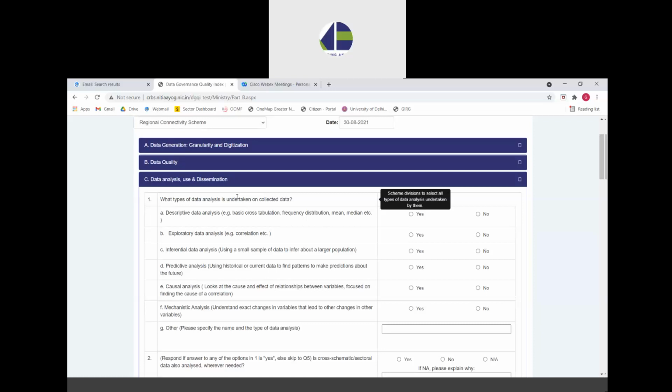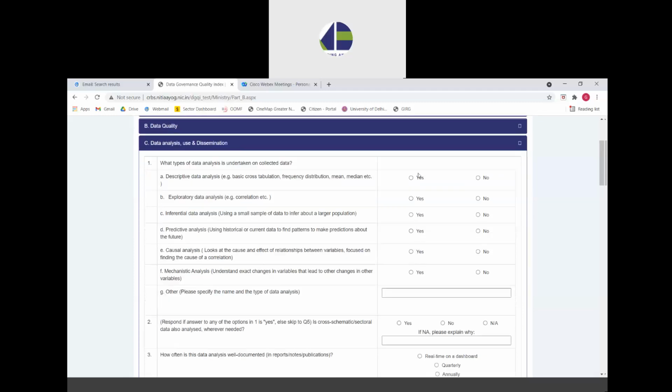different kinds of interfaces. Beginning with the first question, it asks what types of data analysis are being undertaken by the scheme division on the data that is collected by it. There are different types of data analysis which have been also explained here, and the Ministry or Scheme Division can select whichever type of data analysis they are undertaking.